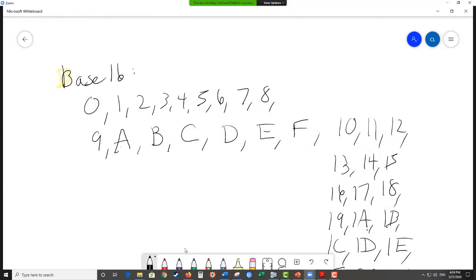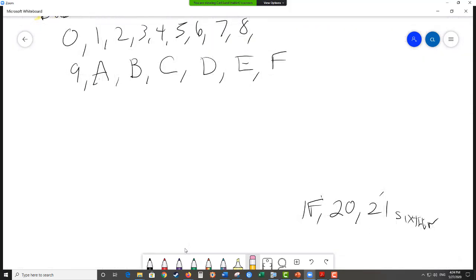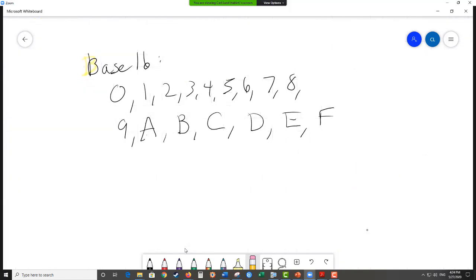So the digits for base 16 are 0 through 9, and then we use letters to represent our values from 10 through 15. Remember, it's always one less than the base.